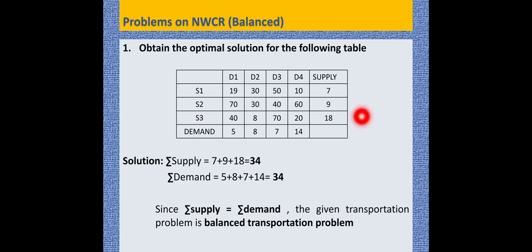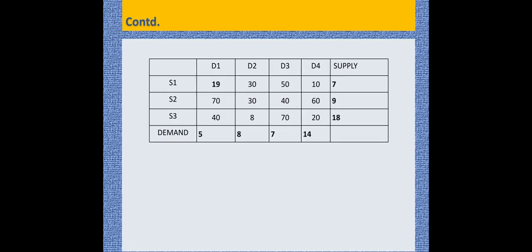So it is on the northwest corner rule method. Obtain the optimal solution for the following table. So this is the table. Here we are calculating the sum of supply, it is 34, and the sum of demand is also 34. Since the summation of supply and the summation of demand are equal, we can say the given transportation problem is a balanced transportation problem. So let us make the allocation using the northwest corner rule.